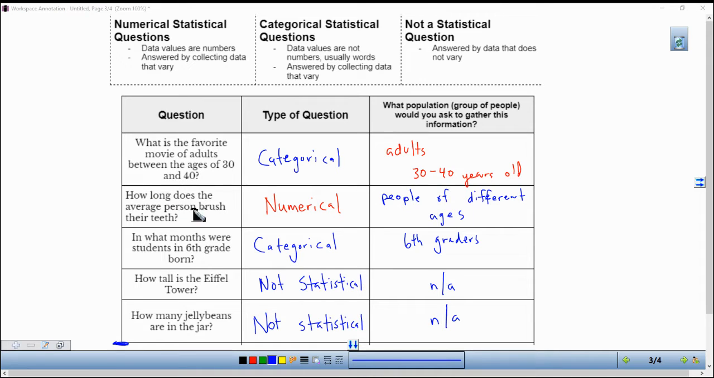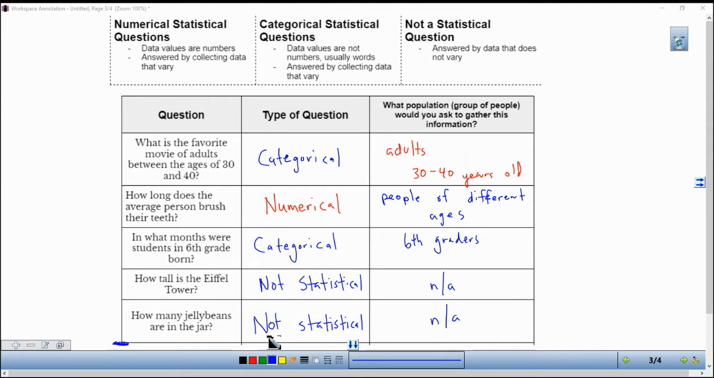How long does the average person brush their teeth? Again, you're getting different information from different people. That's numerical because the data you're getting is numbers. And you'd probably ask people of different ages because kids may brush different amounts of time than adults would or older people would. In what months were students in 6th grade born? Categorical, asking different people. People are born different months. And you'd ask 6th graders that question because that's the focus of the question.